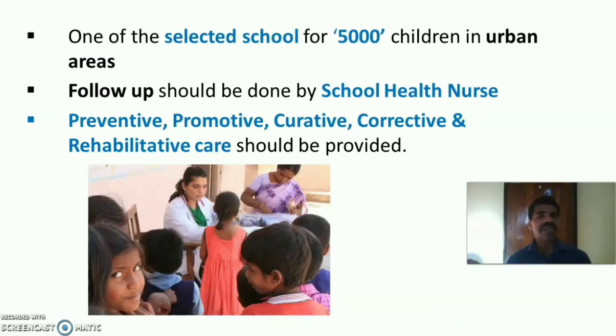And in urban areas, one school can be selected for a minimum of 5,000 children. Then all the follow-up services should be done by the school health nurses. The treatment and follow-up should include preventive, promotive, curative, corrective and rehabilitative care to the school children. So, integrated school health services.